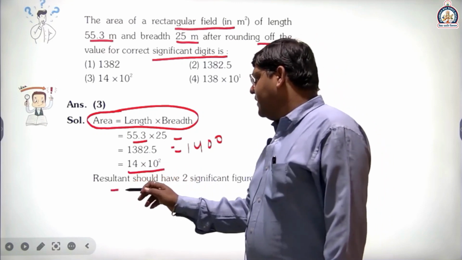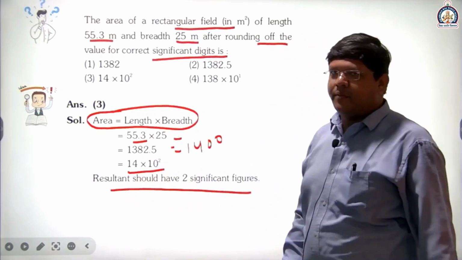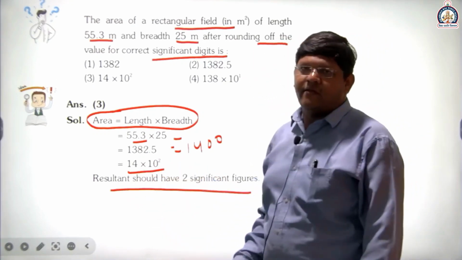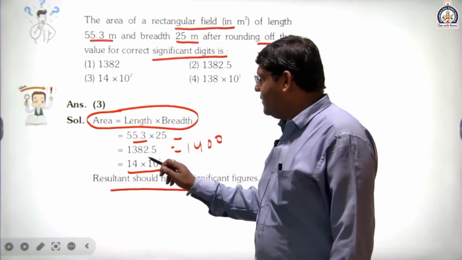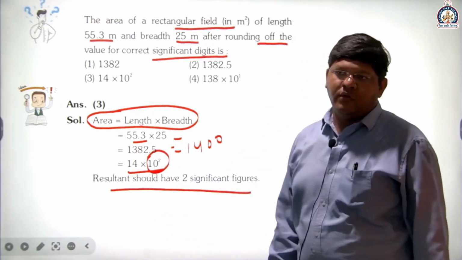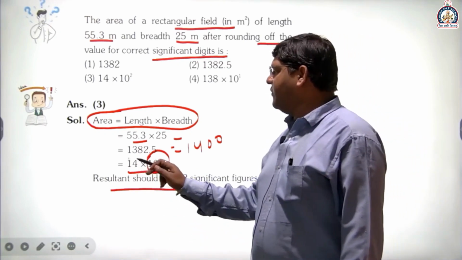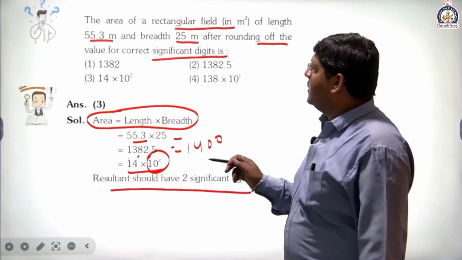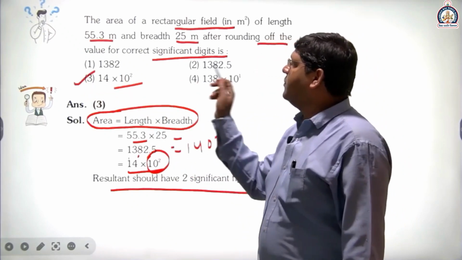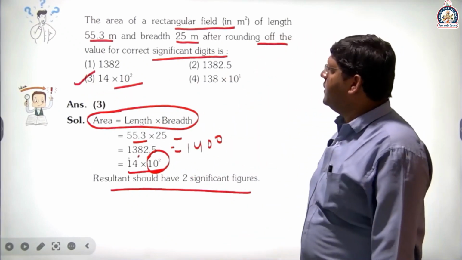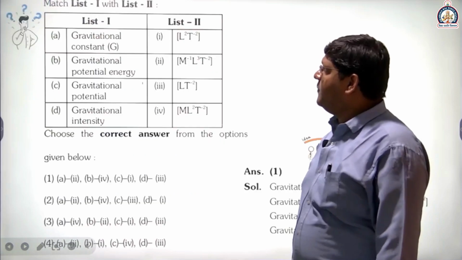So the result should have two significant figures, because in calculation of significant figures we ignore the exponent term, that's why we ignore the 10 raised to power 2. After ignoring 10 raised to power 2, the remaining two digits 1 and 4 are the two significant figures. The answer is 14 into 10 raised to power 2. Okay, moving to the next part.